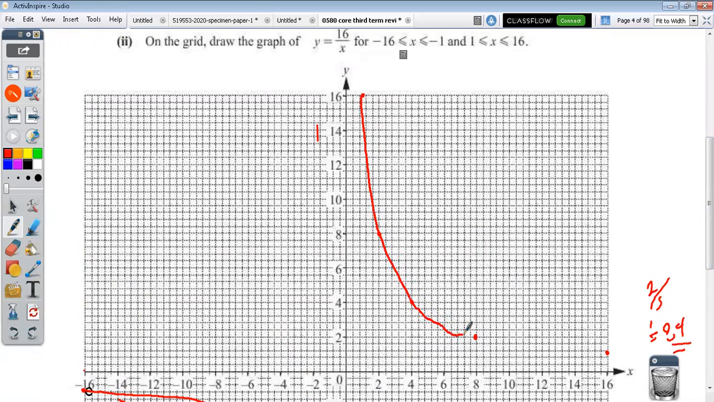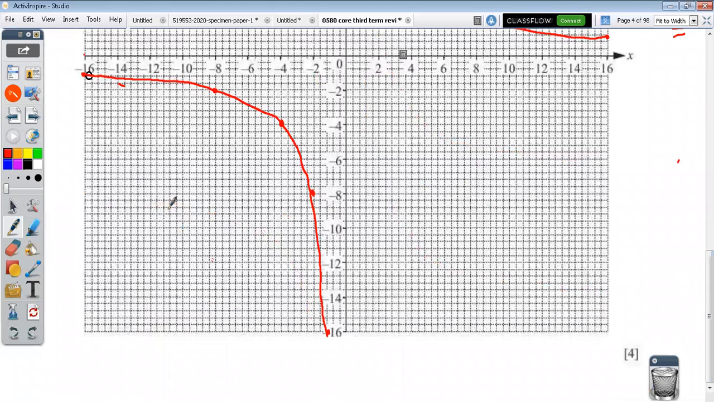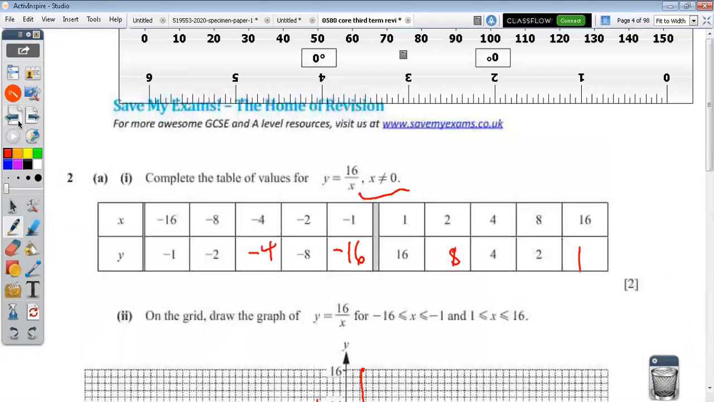I'm actually fast with anyway, not perfect. Like that, huh? Make sense? Yes, sir. Write down the order or rotational order of this. So what do you think is the rotational order of this?